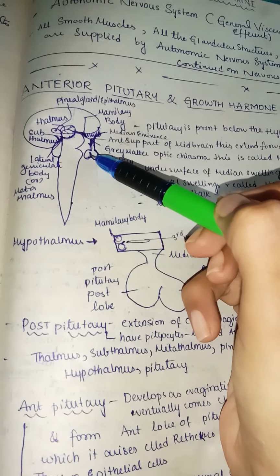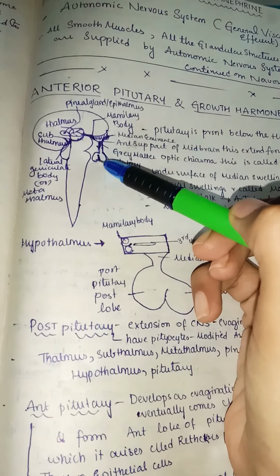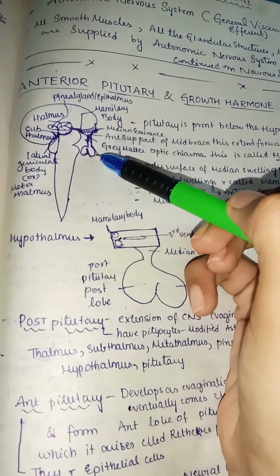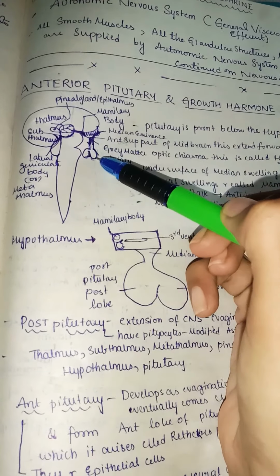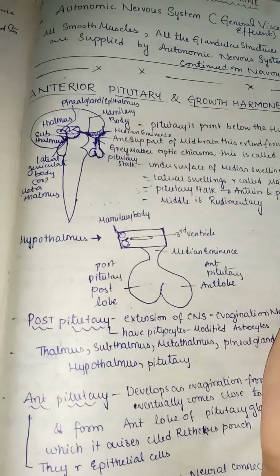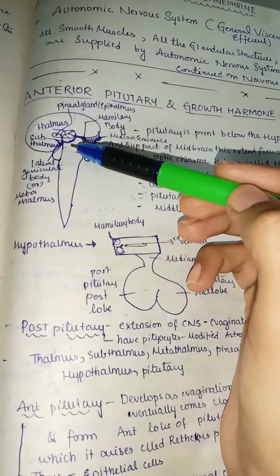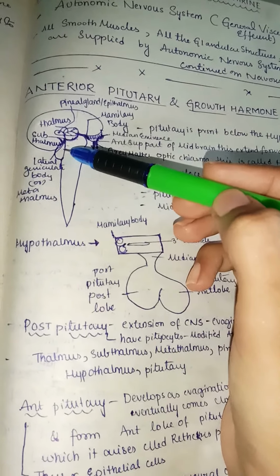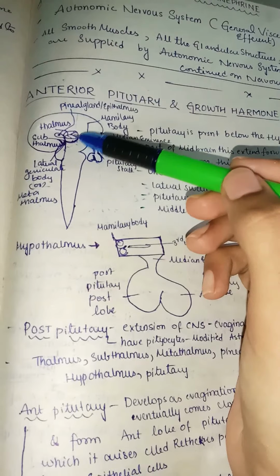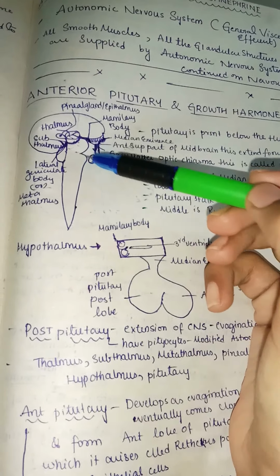mainly posterior pituitary. Remember that the posterior pituitary is coming from the nervous part, so it's also called pars nervosa, whereas the anterior pituitary originates mainly from the Rathke's pouch of the pharyngeal part. So we will learn from where everything comes. First, to understand where it is located, here we have the lateral geniculate body, also called the metathalamus. So this is the forebrain, midbrain, and we have the hindbrain.